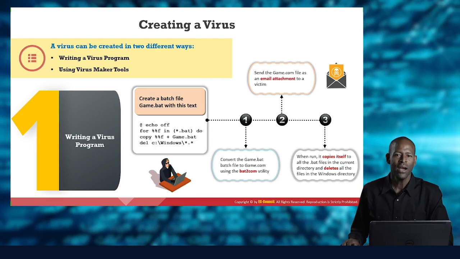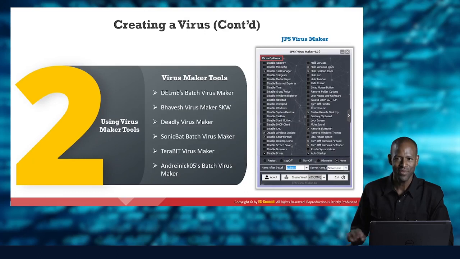This is not a really crazy virus or anything like that. It's just an example. There are virus writing programs. There are virus maker tools that do far worse than this one. And this one would probably be stopped by many different mechanisms. So if you want to create a virus that's better than the batch file that we saw in the previous slide, there are tools like Delmi's Batch Virus Maker. This one is Behaven's Virus Maker, a software kit. Deadly Virus Maker, Sonic Bat, Terabit, and many others. This is a picture here of JPS Virus Maker.